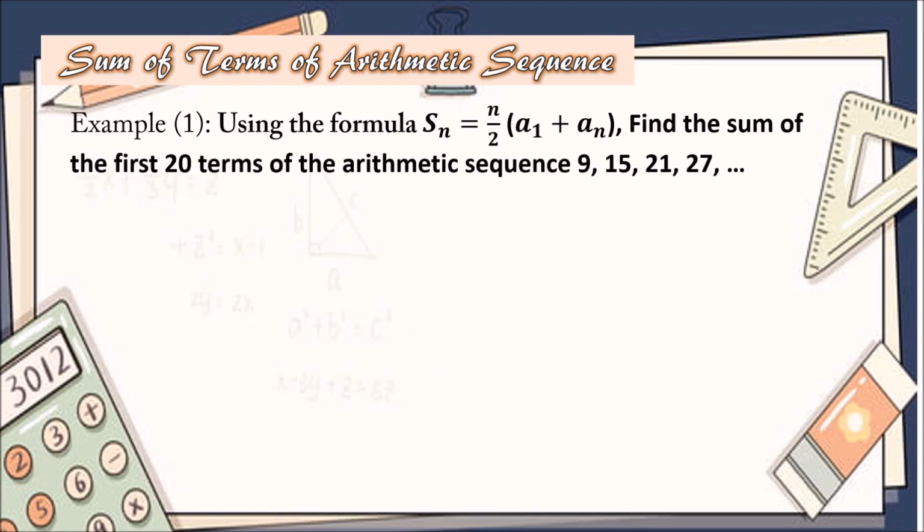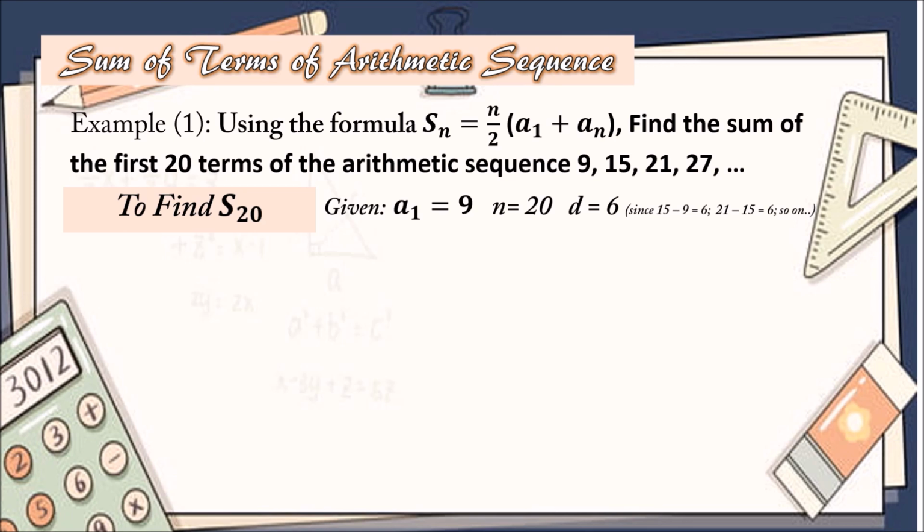Example number 1. Using the formula S of n is equal to n over 2, open parenthesis, a sub 1 plus a sub n, close parenthesis, find the sum of the first 20 terms of the arithmetic sequence 9, 15, 21, 27, and so on and so forth. We are going to find the sum of the first 20 terms denoted as S of 20, given that we have a sub 1 which is 9, n which is 20, and the common difference which is 6.